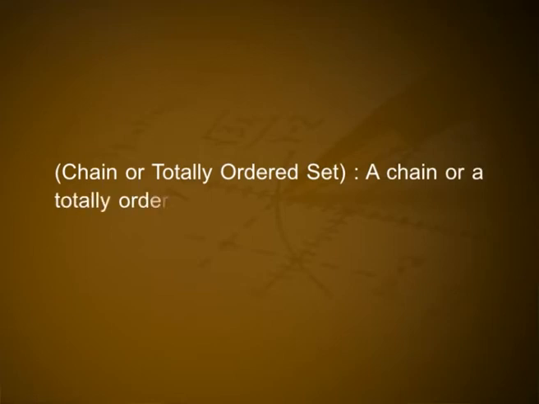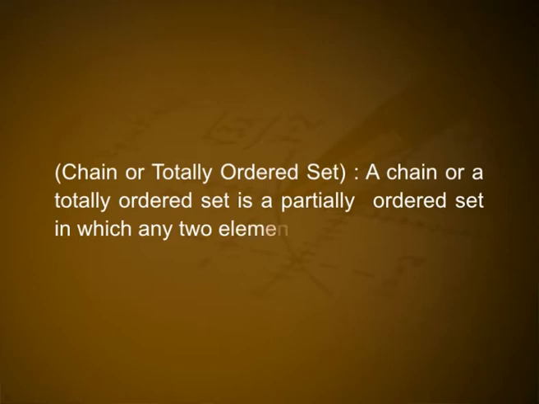A least upper bound can be defined in a similar way. If U is an upper bound of A and B, and for any upper bound D of A and B we have U less than or equal to D, then U is called the least upper bound. Next, chain or totally ordered set. A chain or a totally ordered set is a partially ordered set in which any two elements are related. The corresponding relation is called a total order relation. The number of elements in a chain is called its length.